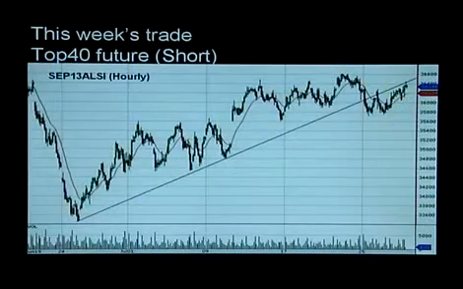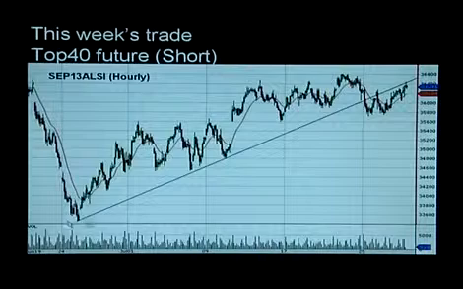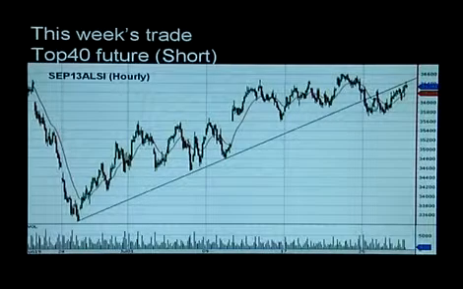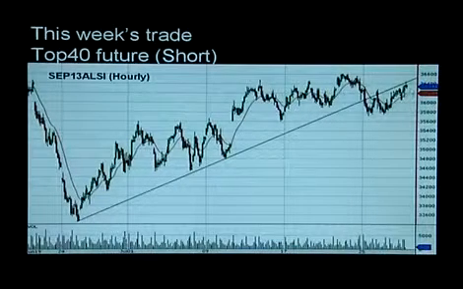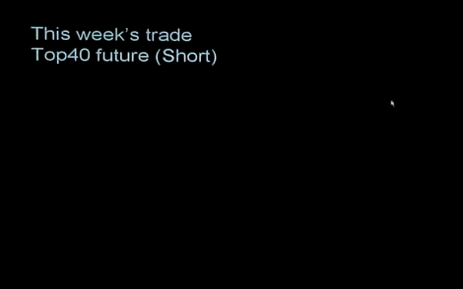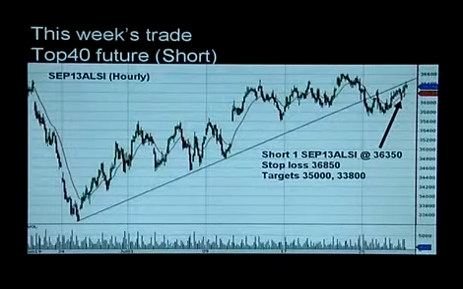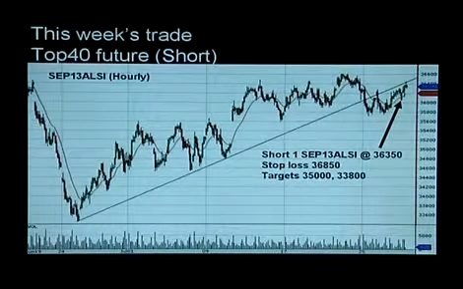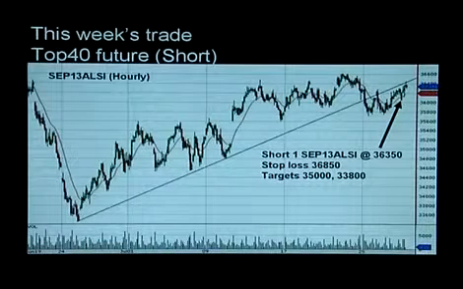What I'm using to enact this trade is the Top 40 future. This is an hourly chart of the Top 40 futures contract. That's the middle of June over there, where this rising trend started. You can see that in the last few days we've broken underneath this uptrend, and the market is now starting to consolidate underneath it. So what I've done for our portfolio is I've shorted one September futures contract at 36,350. Bear in mind that every 1 point on this futures contract represents 10 Rand.